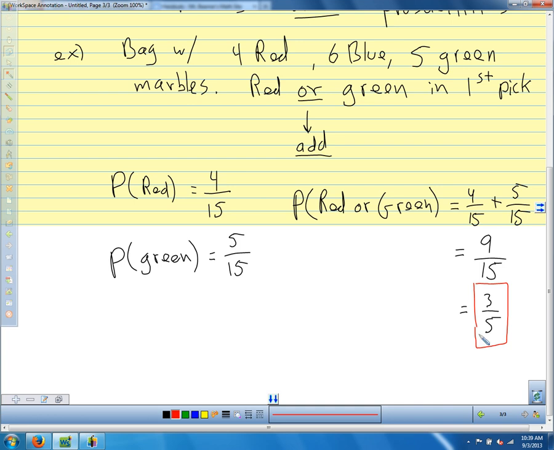And the other way we could look at this is, if I'm looking to pick a red or a green, I have 4 plus 5, I have 9 favorable marbles. Favorable marbles are either red or green. So 9 out of all 15 marbles are favorable. So we could add those two together and divide by the total. We can do it either way. But the idea with an or is we're adding. And means we multiply, or means we add.